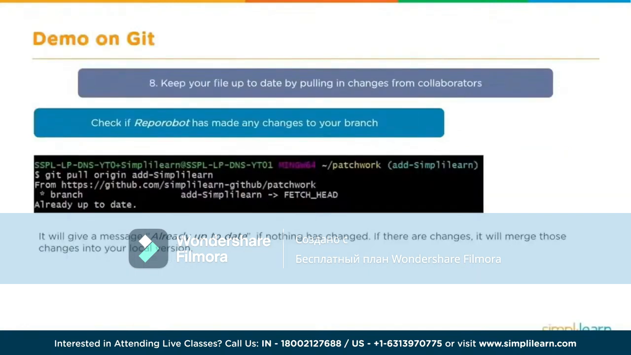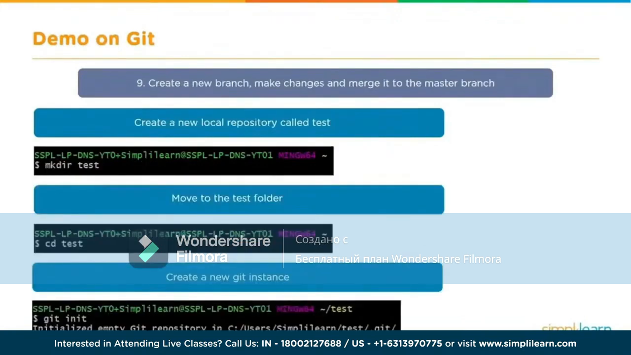One of the things that you want to be able to do is ensure that you're always keeping the code that you're working on fully up to date by pulling in all the changes from your collaborators. You can create a new branch and then make changes and merge it into the master branch. To do that, you would create a folder, and in this instance that folder would be called test. We would then move our cursor into the folder called test and then initialize that folder. So let's go ahead and do that.